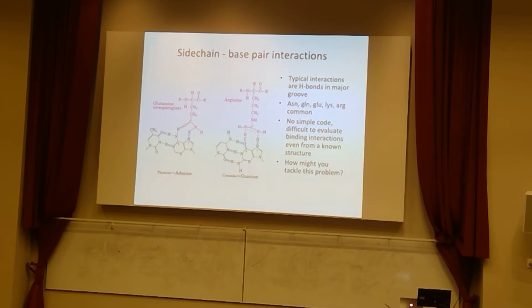Line up the proper hydrogen bond partners. It would be nice to have a one-to-one correspondence here as well. But there isn't any simple code. We can't say, okay, CG, CG, AT, AT, TA, for that particular sequence I just need to line up arginine, lysine, asparagine, asparagine, glutamine, and it'll recognize that sequence. There's no one-to-one correspondence. So this code has been really difficult to crack.